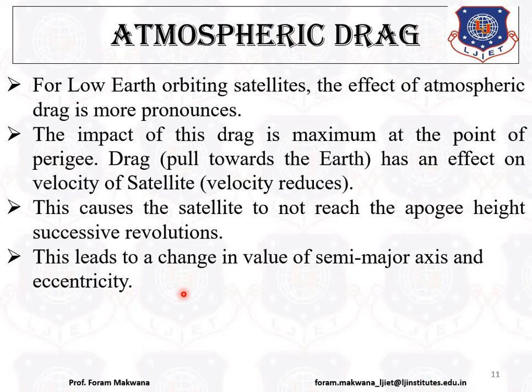And we know that these two parameters, semi-major axis and the eccentricity, define the shape of the orbit. So the shape of the orbit will also change. Okay, so these are the causes of orbital perturbation.